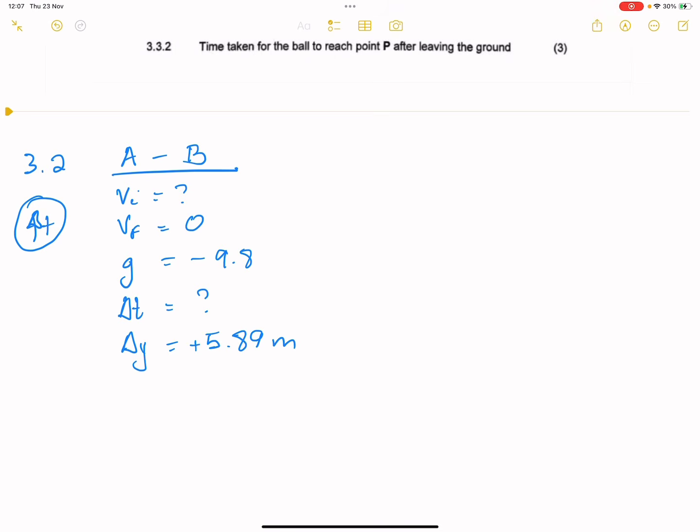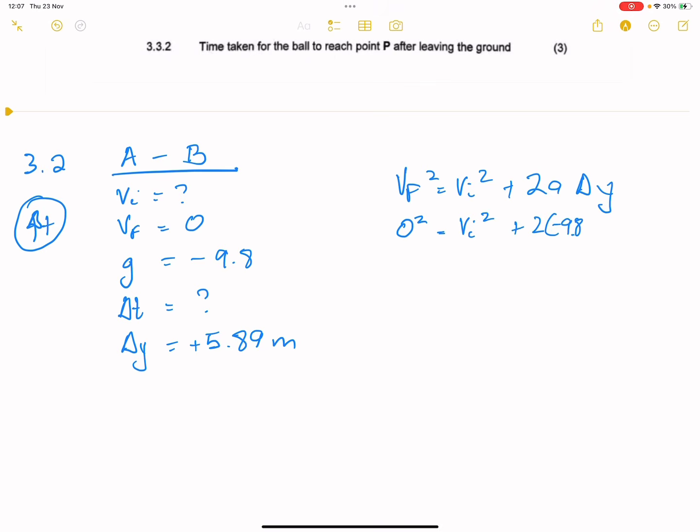So we're looking for initial velocity, but we don't have time. So which equation of motion would that be? That's Vf squared equals Vi squared plus 2 times a delta x. Of course, our delta x in this case is delta y. Okay, so we said that's 0. We're looking for this guy.